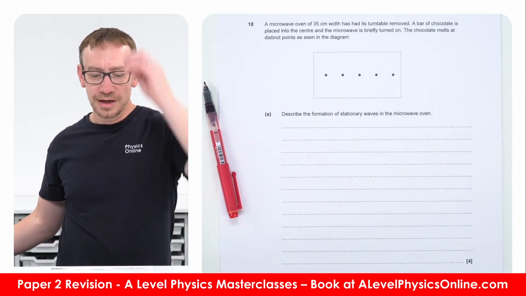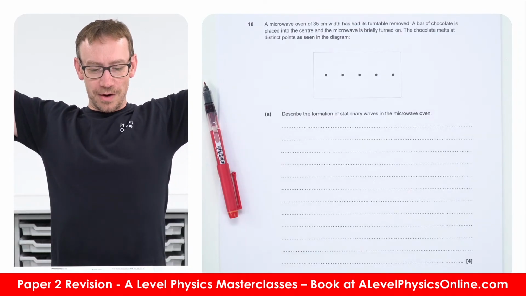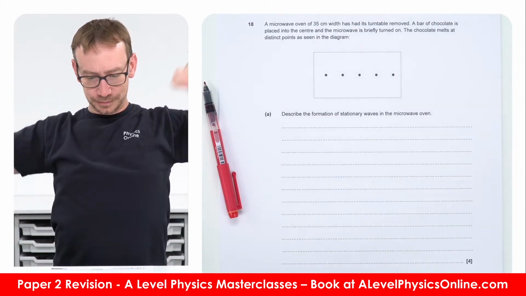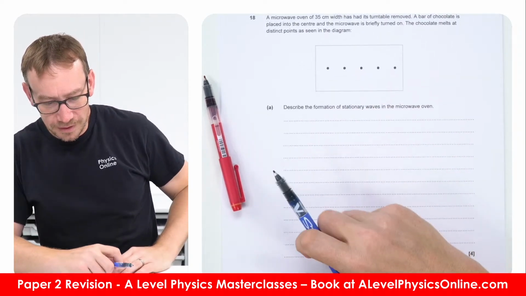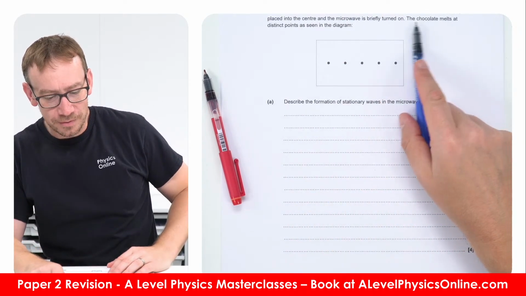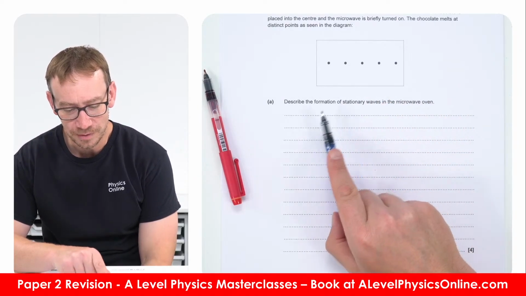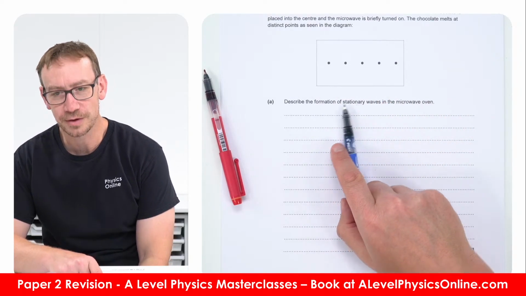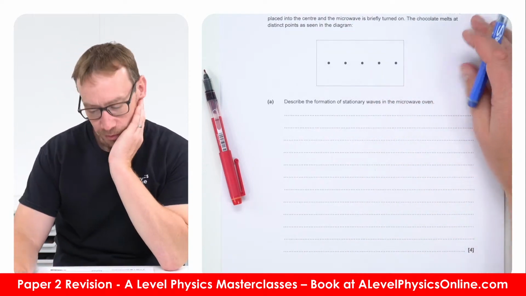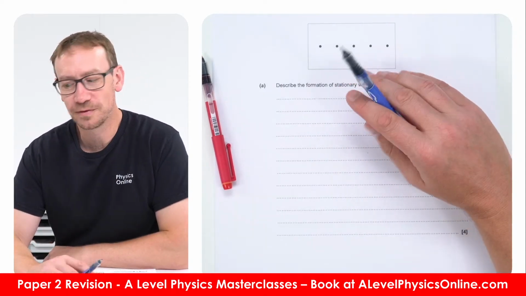Okay, the next question then is about a microwave, 35 centimetres width. A bar of chocolate is placed in the centre and it's turned on. The chocolate melts at distinct points. Describe the formation of stationary waves in the microwave oven. So this one is just a standard question about how a stationary wave is formed.